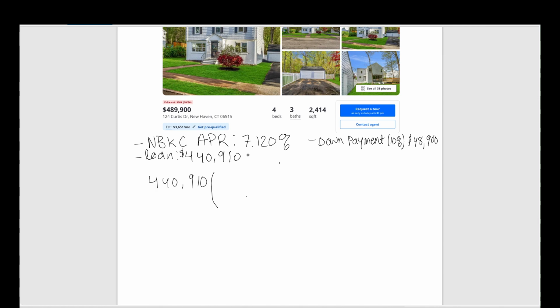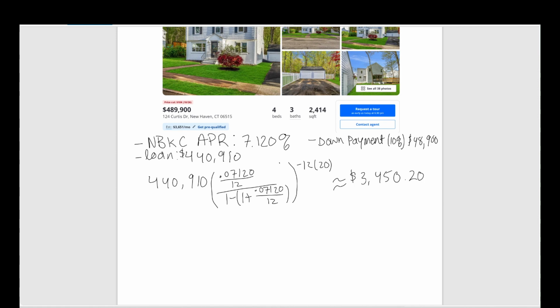And the APR is 7.120%. So it'll be 7.120 over 12 over 1 minus 1 plus 0.0720 over 12, and then negative 12 times 20. And again, I plugged that into Google, and I got approximately $3,450.20.